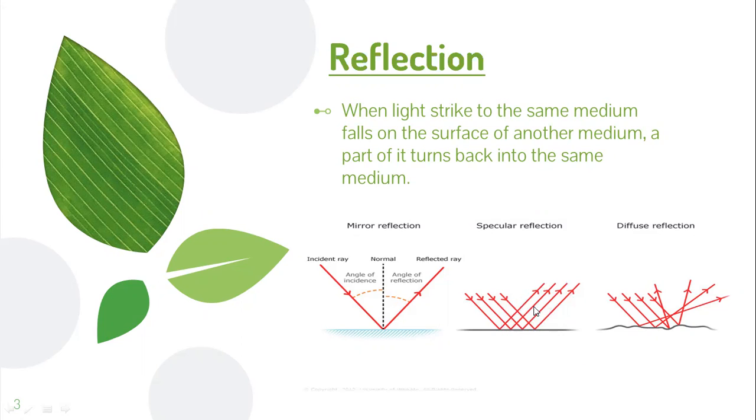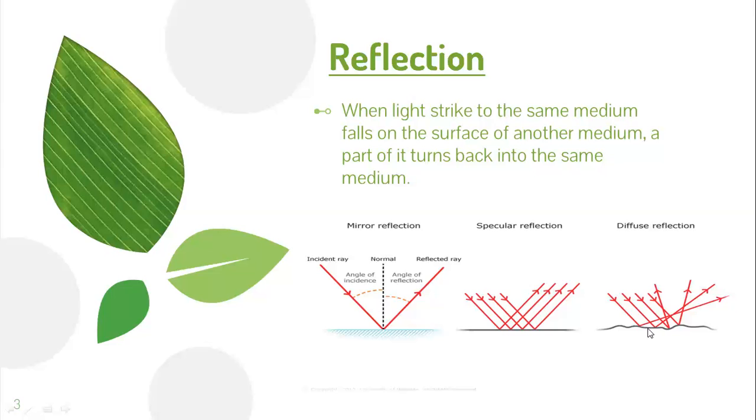The property of regular reflection is that it converges the rays of light at one point. The other type is diffuse reflection, or in simple words, irregular reflection. How does it happen? When the rays of light strike a rough surface, they reflect in different directions with different angles. With this image, it is clear that they scatter in different directions.